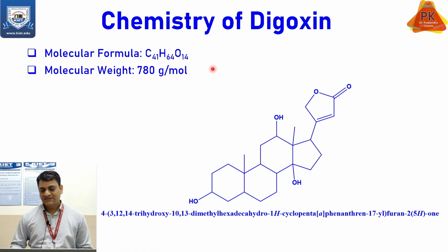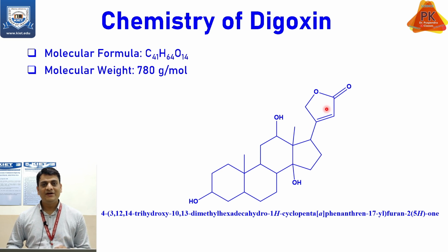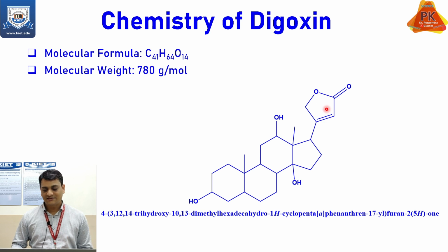And as you know, this is the structure of digoxin. Here you can see that this is the basic nucleus, which is a sterol ring or sterol nucleus, and here at the 17th position one 5-membered lactone ring is attached. If you want to see the numbering of this structure, then it will be like this.